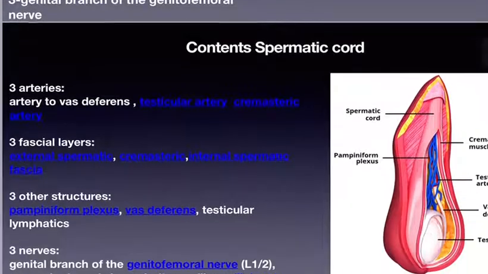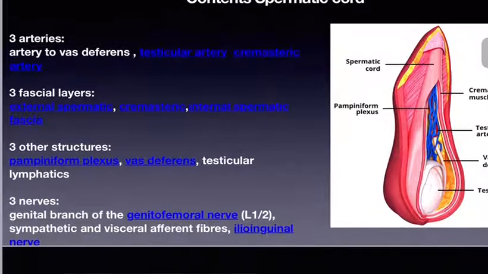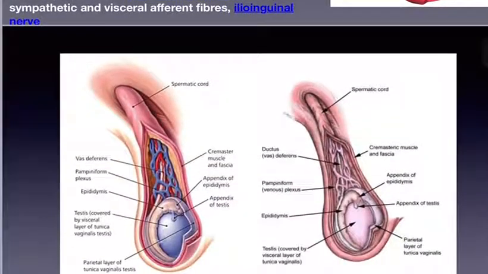The spermatic cord also contains three types of arteries: artery to the vas deferens, testicular artery, cremasteric artery. Three fascial layers, that is external spermatic, cremasteric, and internal spermatic fascia. Three types of nerves are also found: genital branch of the genitofemoral nerve, sympathetic and visceral efferent fibers, and ilioinguinal nerve. Here you can clearly see the contents of the inguinal canal in males.